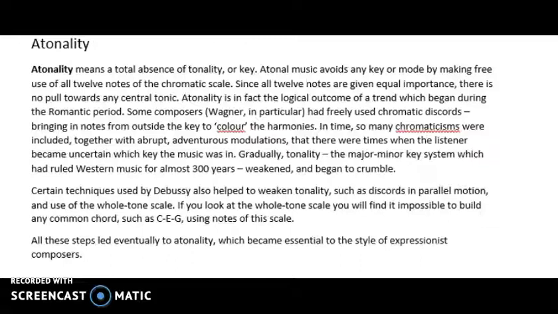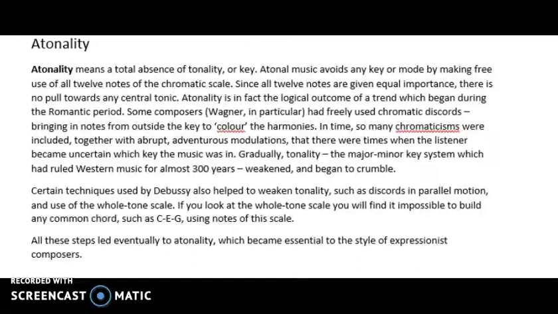So we know in a major key, if I am in the key of C major, it pulls me to the tonic key C. If I'm in A flat major, it pulls me to the tonic key A flat. Atonality is in fact the logical outcome of a trend which began during the Romantic period.